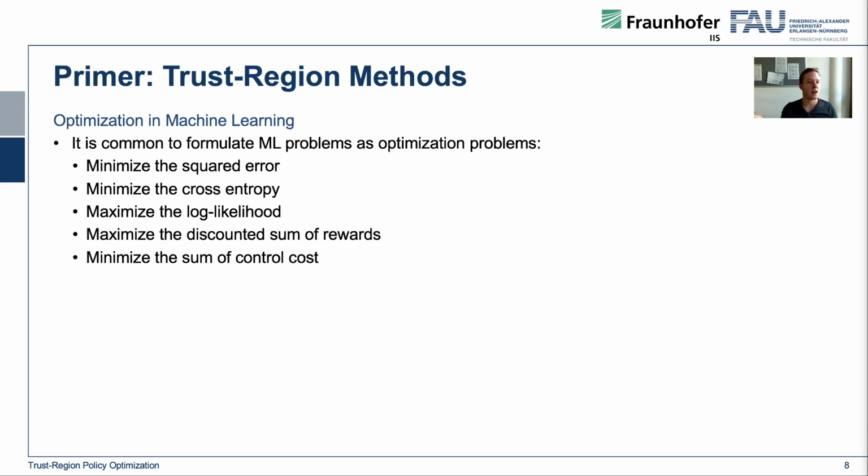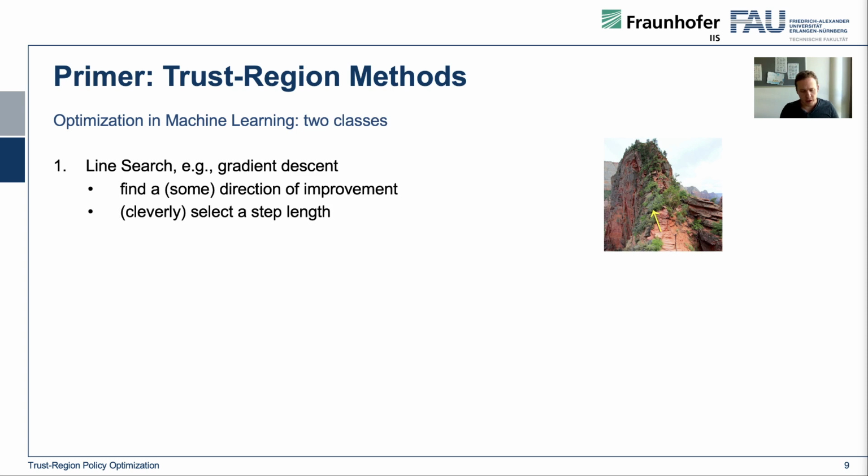You can maximize the log likelihood or the discounted sum of rewards, which is what we do in reinforcement learning. Or if you're doing control, you can minimize the sum of your control cost. However, independently of the objective you're following, how can we do this optimization? There are a bunch of different methods, but it turns out there are two different kinds of ideas that you can follow.